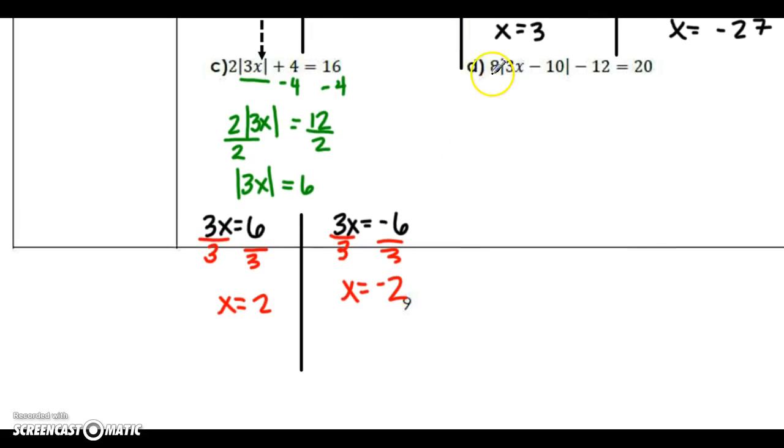Go ahead and try D on your own. It's just like C, so we want to get rid of this first, then get rid of the 8, and then set up your two equations and solve. And then press play and check when you're ready.